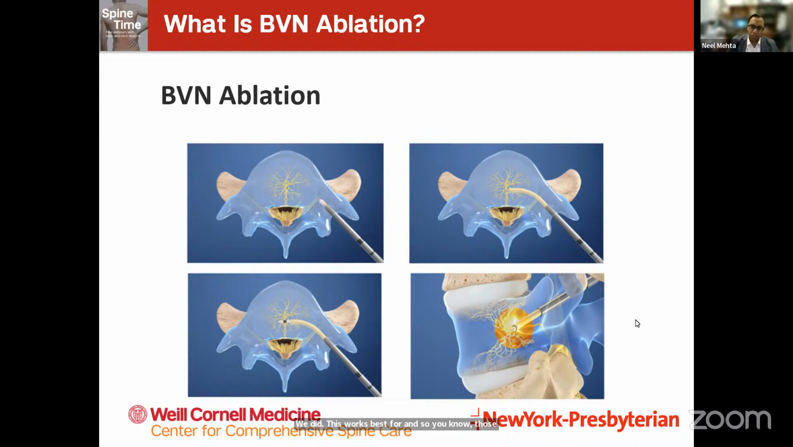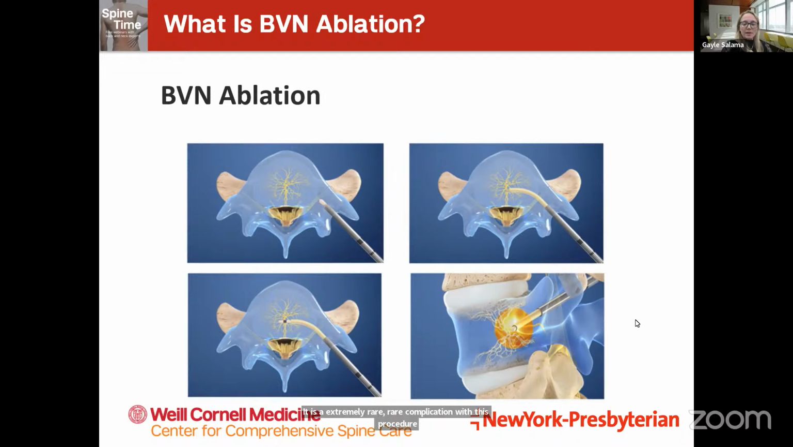And I'm sorry, go ahead, Dr. Salama. Yeah, somebody specifically asked about weakening of the vertebral body or fracture. It is an extremely rare complication with this procedure. There's only, I believe in the trials, only one patient out of hundreds of patients who had a mild fracture, and that patient had loss of the normal bone mineralization, osteopenia or osteoporosis. So there is that remote risk of fracture, but it's not actually from the burning of the nerve itself.